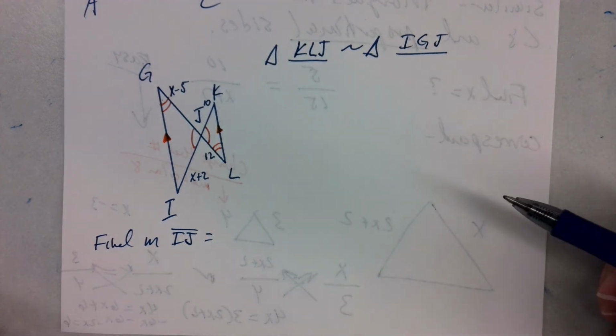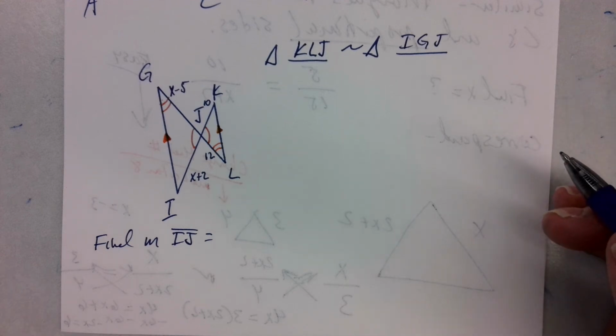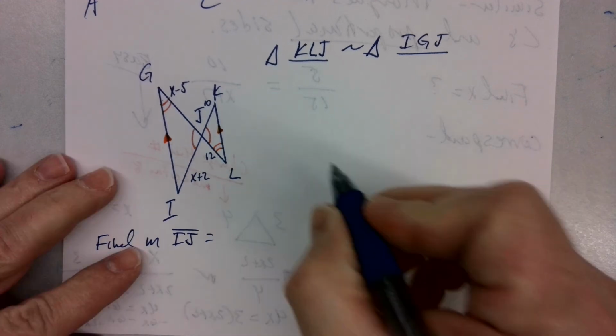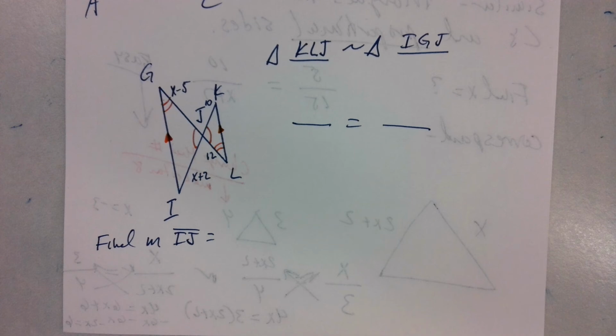Now I've got to set up my what? My thingies. What's that called? Starts with a P. Proportion. My proportion, right? So I'm going to go that equals that. Now I got to make sure I set them up right. And I already screwed this up.